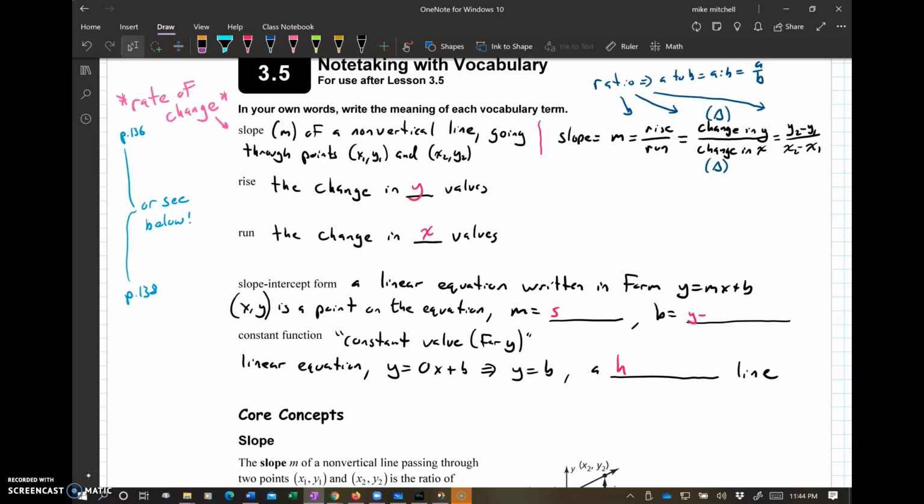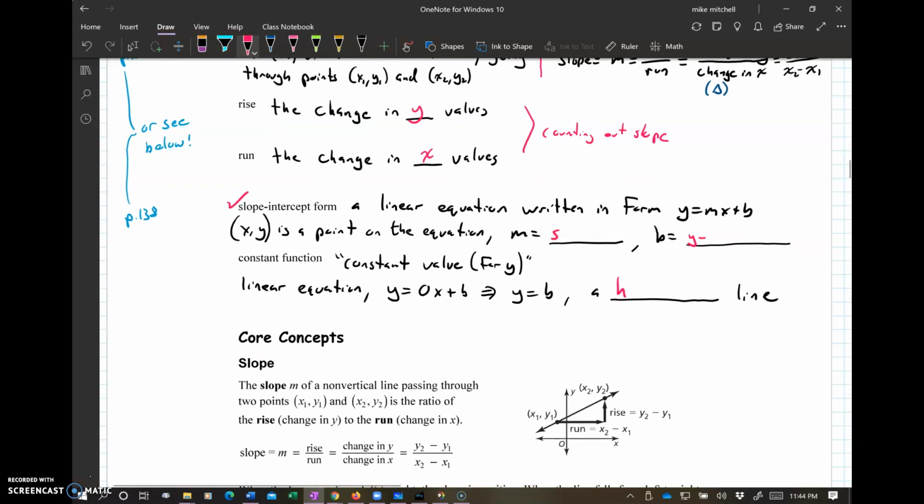Slope-intercept form. I should mention, we use these often in counting out the slope on a graph, whether we're graphing the line or finding the slope of the line. Slope-intercept form, this is a key concept throughout a lot of stuff in here.